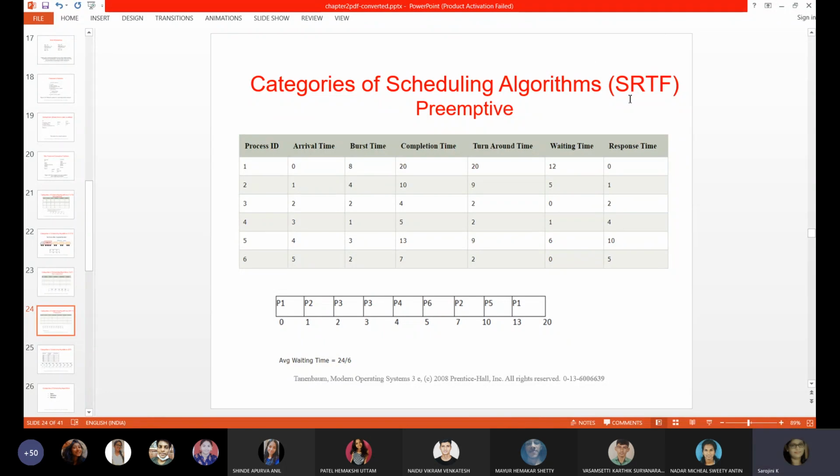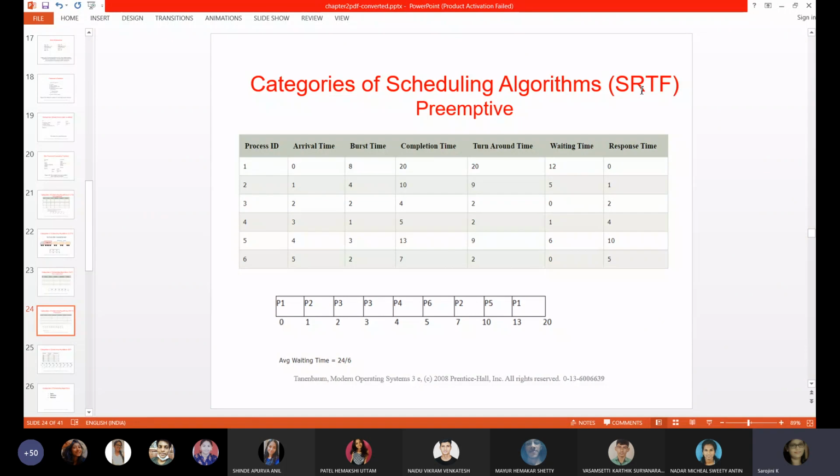So now we will see why here it is remaining time. This is remaining burst time, CPU burst time. Remaining CPU burst time. Why remaining? Because one process is executed, and in between it is evicted. Then of course its execution time will change, no?